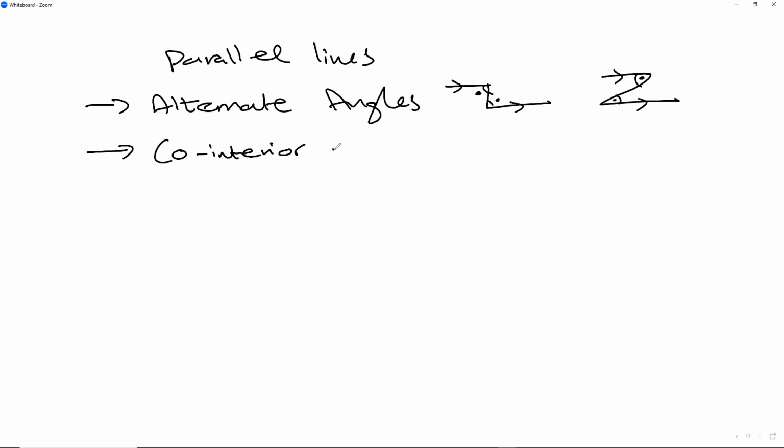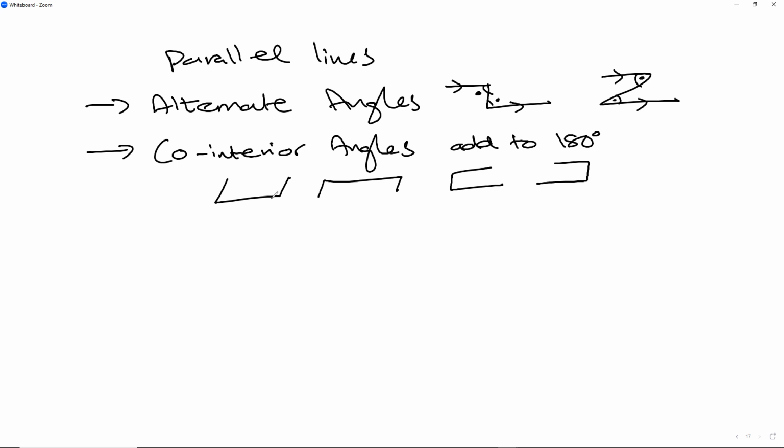co-interior angles. Co-interior angles add to 180 degrees, and this is the U shape. You can go like that, down, left, or right, and these two lines are parallel for these. Co-interior angle X and the O adds up to 180 degrees. They're not equal for this one.